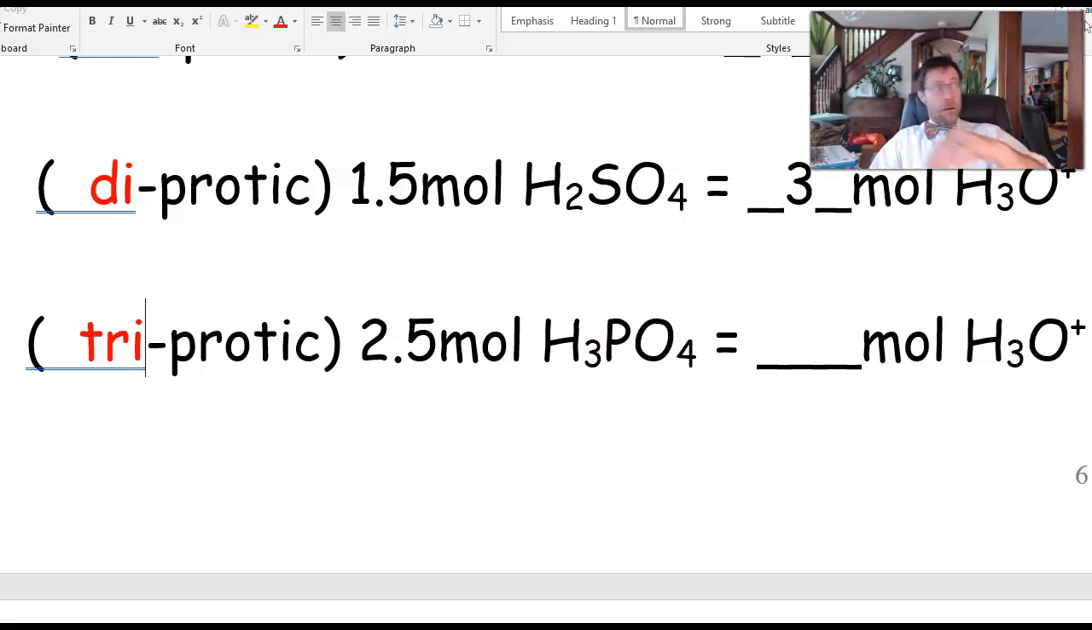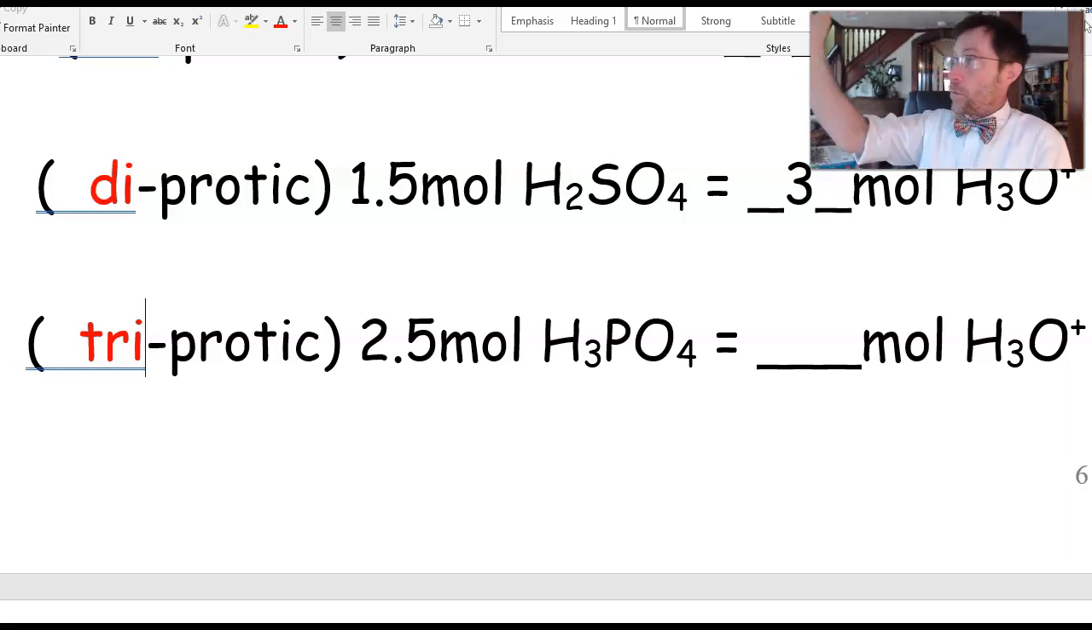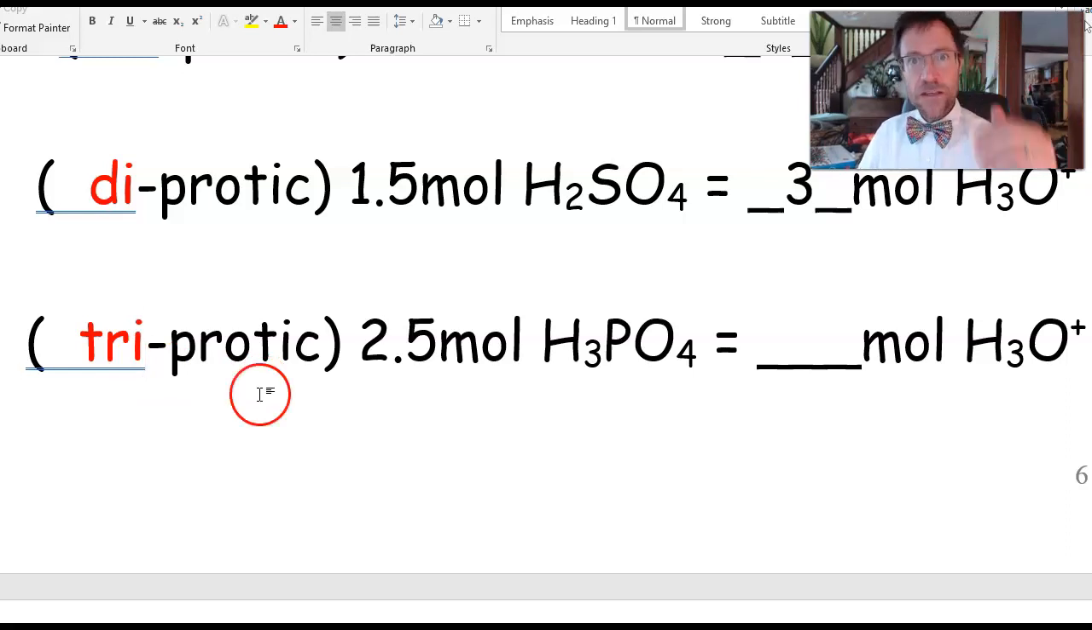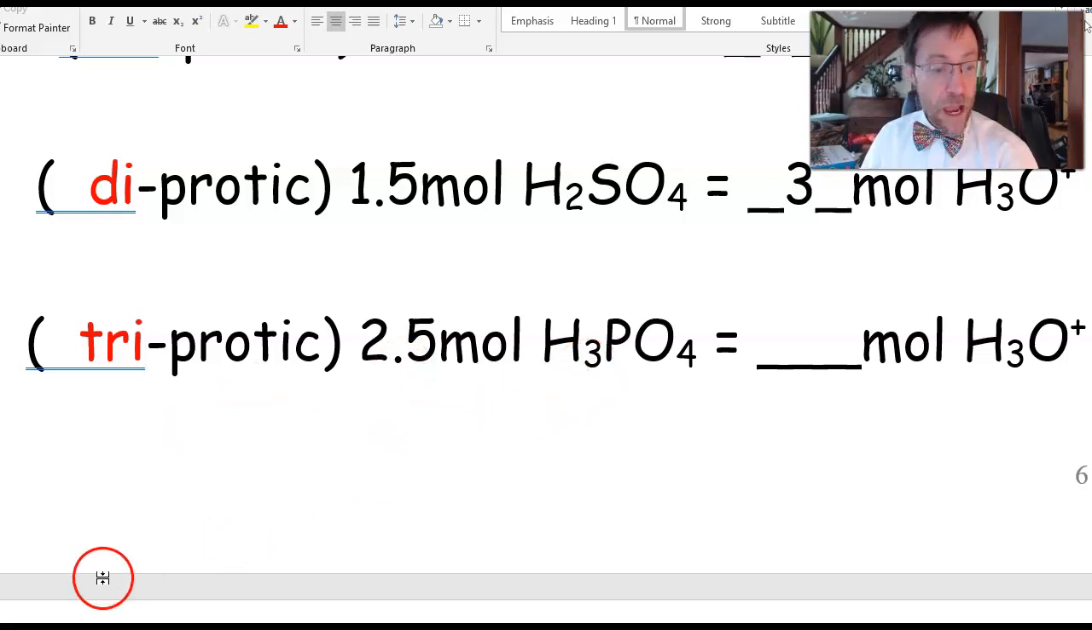My point here is that I need you to lock in on just the number of hydrogens. It is very important because it affects how these acids behave in chemical reactions for what's coming up next. Are you guys with me on that one? So triprotic, let's go through the way that we think about this. We have 2.5 moles. Each mole makes 3. So how many moles do we have in all?